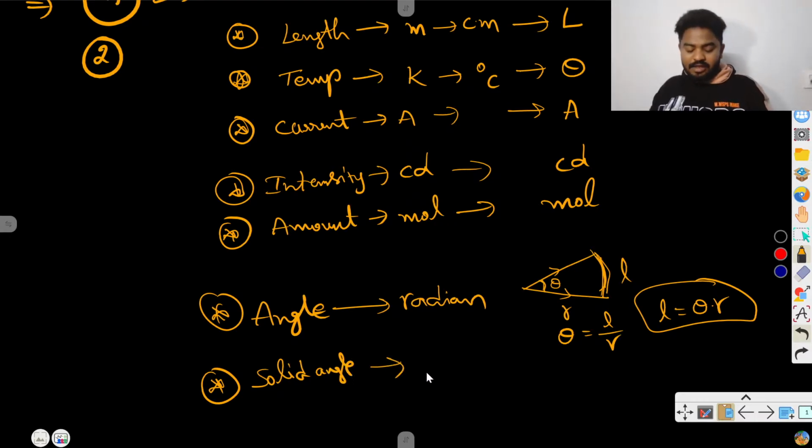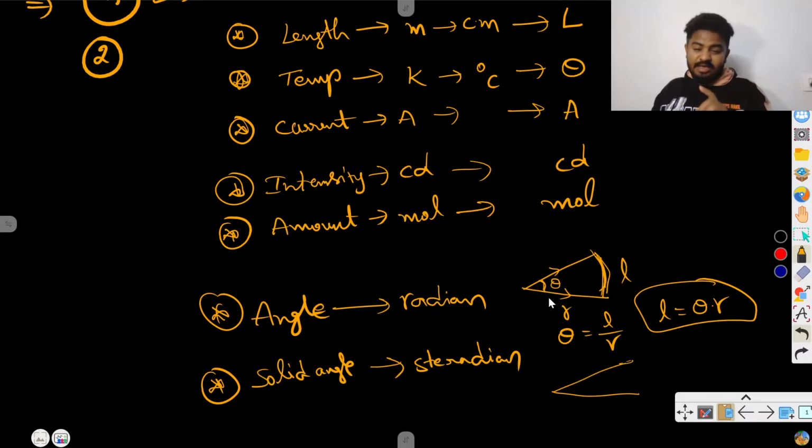Coming to solid angle, the unit of solid angle is steradian. Here the angle subtended is not a one-dimensional angle; it is a 3D angle, the three-dimensional angle around some space. For example, if you take an ice cream cone, it has some 3D angle. That 3D angle is called solid angle, right?